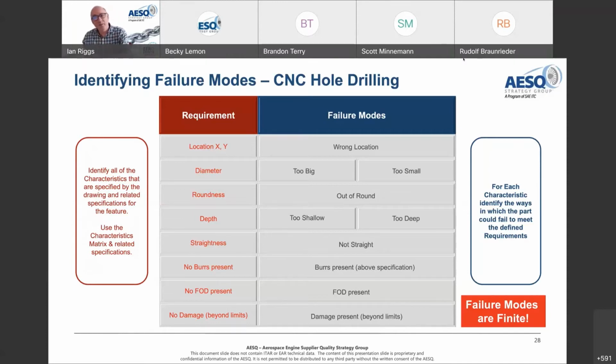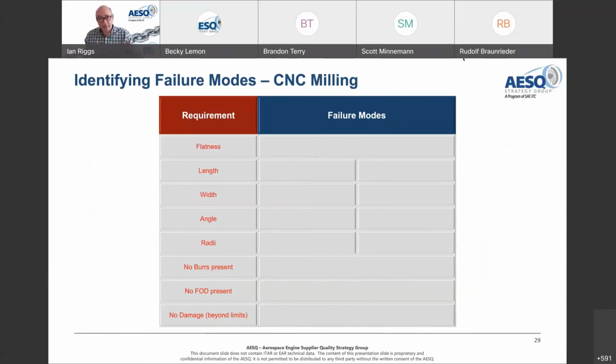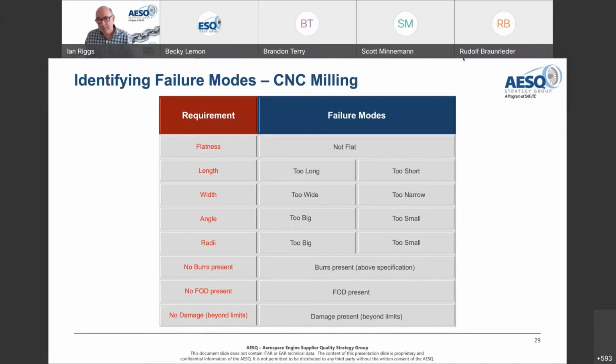As I said, normally on things like geometric tolerances, it's very straightforward to take them off the drawing, take them out of the specification, put them in your FMEA. And again, if we look at milling operations, too long, too short, too wide, too narrow, too big, too small, burrs, FOD, and damage. So, one of the things in RM 13004 we spent a lot of time doing was developing almost like a library of failure modes for different characteristics.